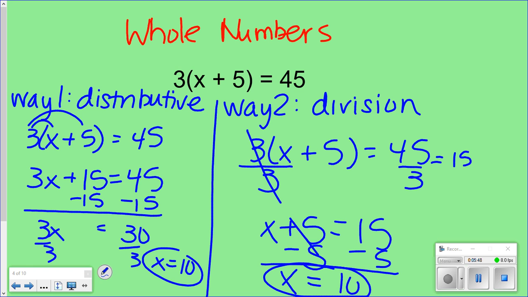So notice the same answer, 2 different separate ways of doing it. Some of you might say, I really like this way. Some of you may say, I like this way. You decide. Any questions so far? Kind of leaning towards one way, maybe?